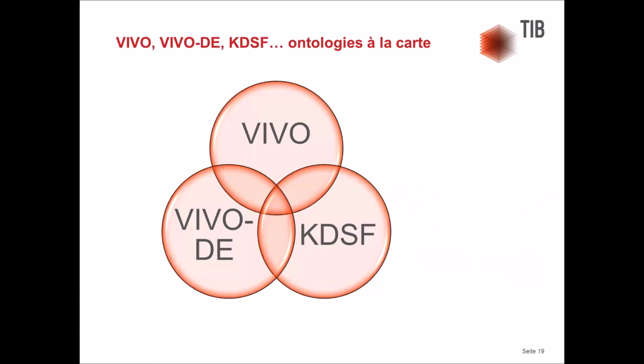Now we have to figure out how we can align these ontologies with each other to serve all scenarios. Some institutions will use the VIVO-DE ontology only, others only the KDSF extension, and others again will use both together with the VIVO-ISF ontology. So we would like to enable users to have ontologies a la carte, where you can choose what you'd like to have.